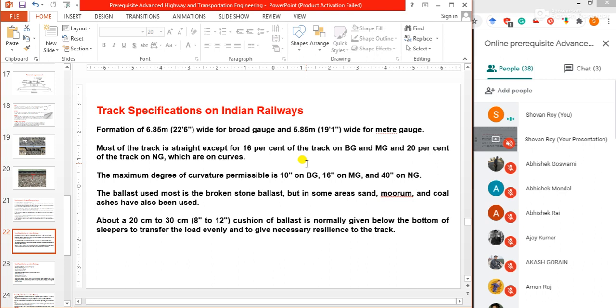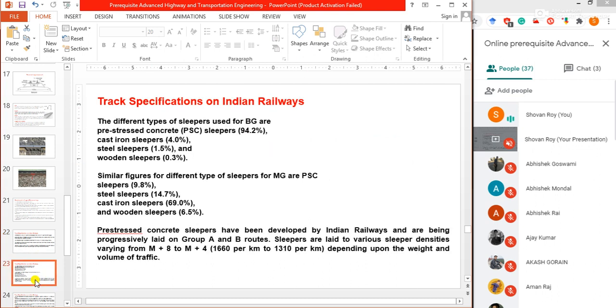The different types of sleepers used for broad gauge are pre-stressed concrete sleepers about 94 to 94.2%, cast iron sleepers 4%, steel sleepers 1.5%, and wooden sleepers 0.3%. These are the different types of sleepers which are used for broad gauge line.